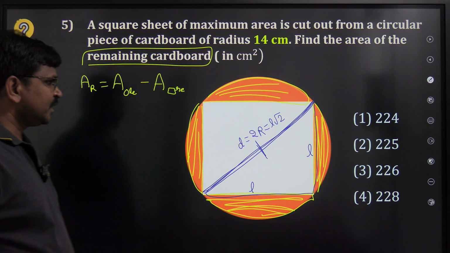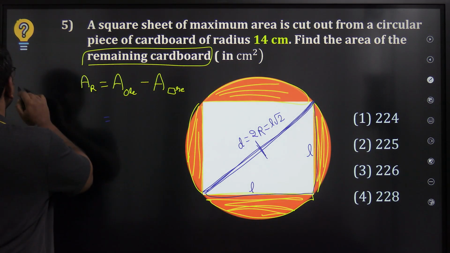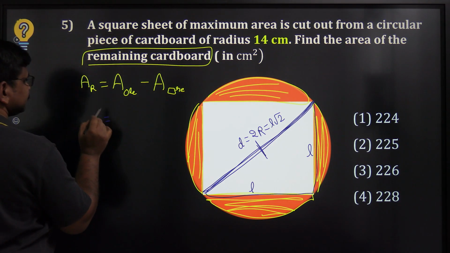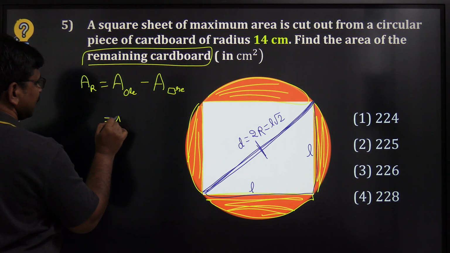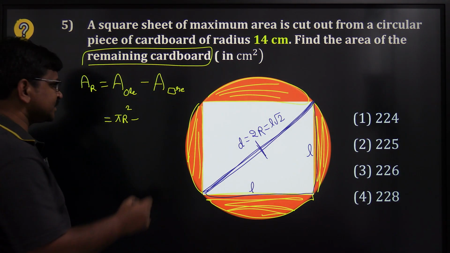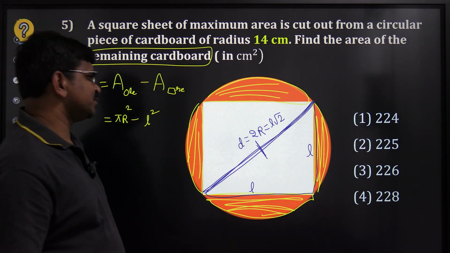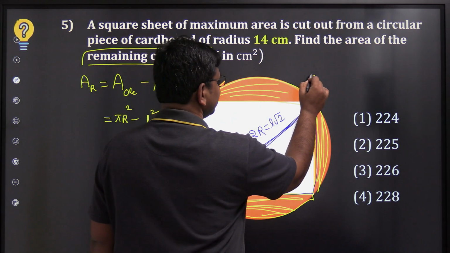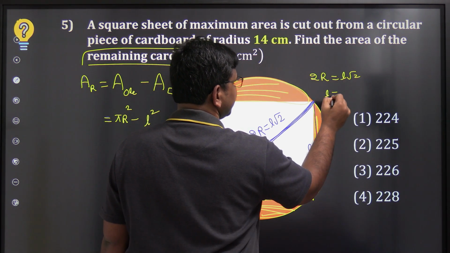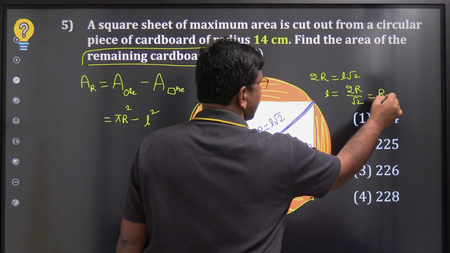Okay. And we know that the area of this circle is pi r square minus area of the square, which is L square. Simple. But what is L actually from this relation? From this relation, 2R is equal to L root 2, and L can be written as 2R by root 2, which is R root 2.